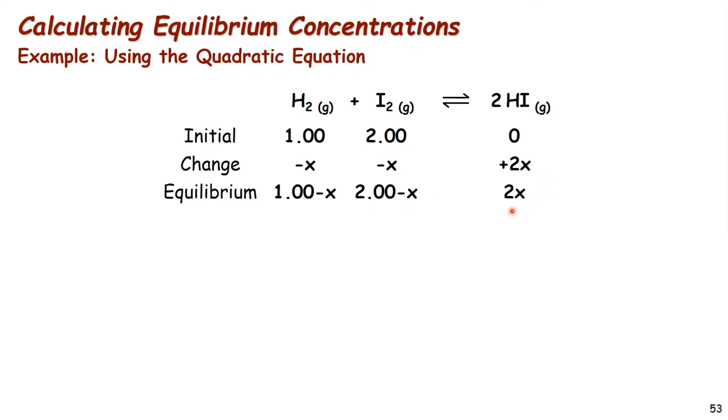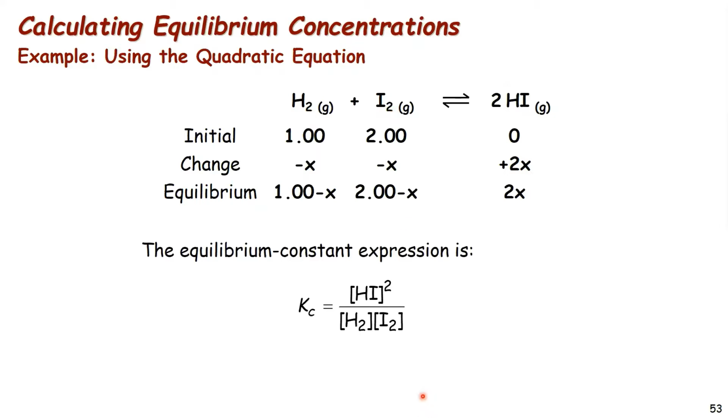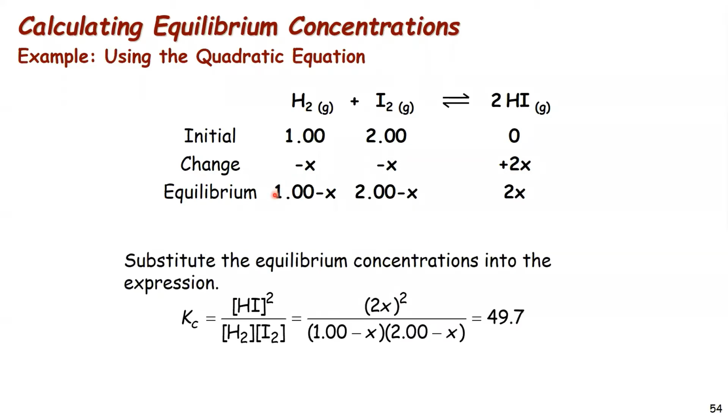Now we plug it into the equilibrium expression, so we have HI squared divided by H2 times I2. Now we can plug in our equilibrium concentrations and our value for K. This time though, these are not the same, so it's not this quantity squared, so we just can't take the square root. Now you have no choice but to do the quadratic formula.